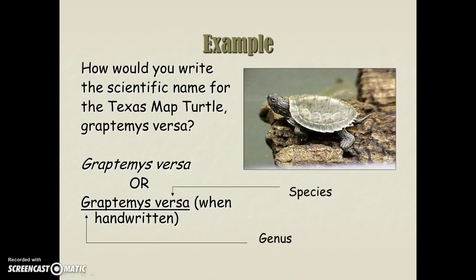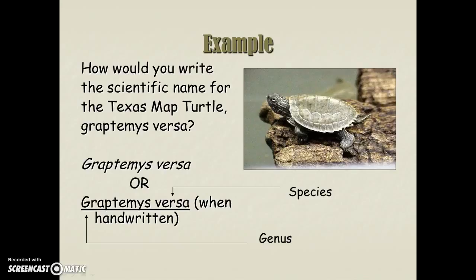Here's an example. The Texas map turtle, a very common turtle in this area. We haven't started talking about reptiles yet, but turtles are aquatic animals, so the Texas map turtle is aquatic. Its actual scientific name is Graptemys versa. Notice that Graptemys versa is italicized because it's printed.